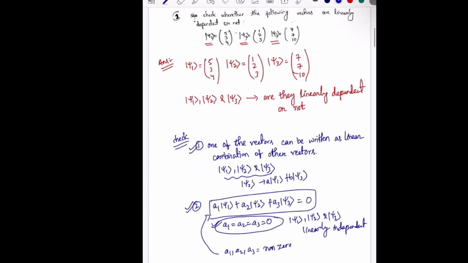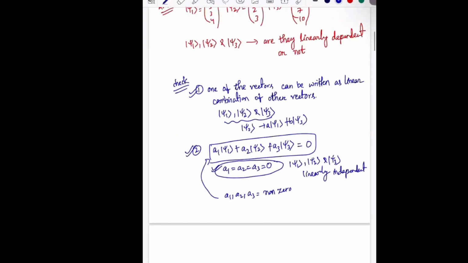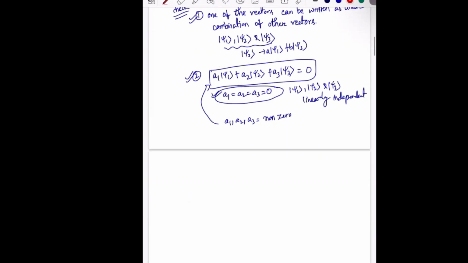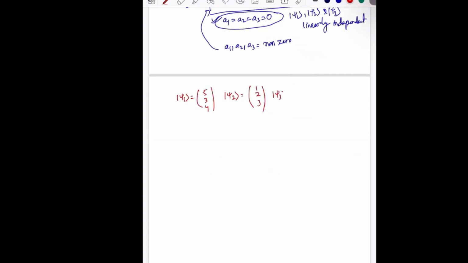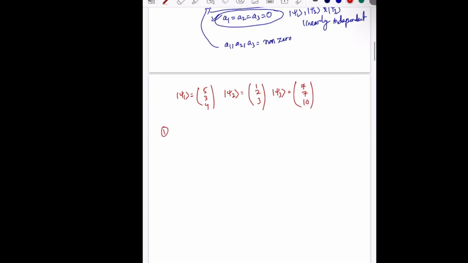So let's solve the problem. Given psi 1 is 5, 3, 4, psi 2 is 1, 2, 3, and the other vector is 7, 7, 10. So first, for a quick check, you can check whether you are able to write any one of the vectors in terms of the other vectors.